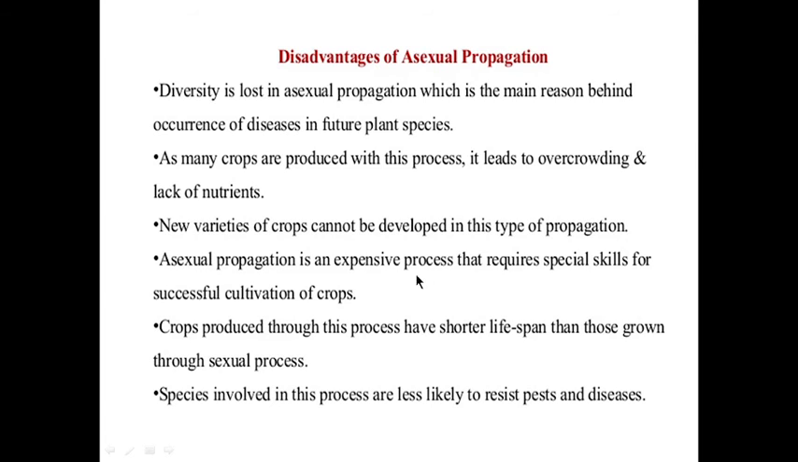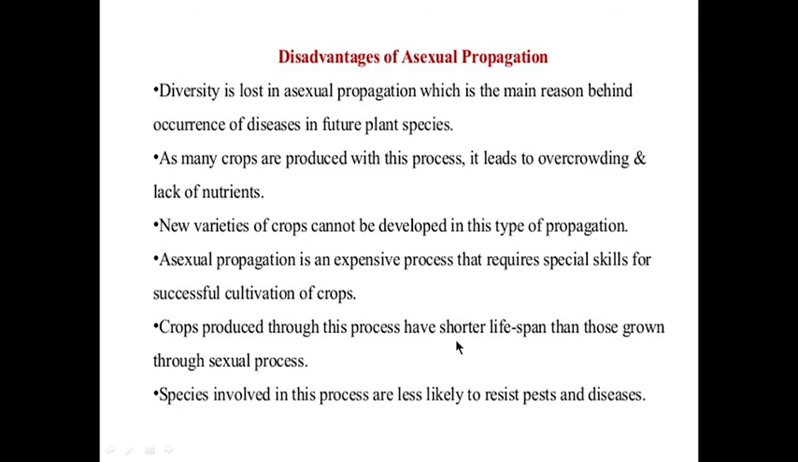Asexual propagation is an expensive process that requires special skills for successful cultivation of crops. So asexual propagation is not a simple process, it is expensive and requires a skilled person. Especially in the case of grafting, a skilled person is required to transfer the bud or to fix the bud of one plant on another plant. For that reason it becomes expensive.